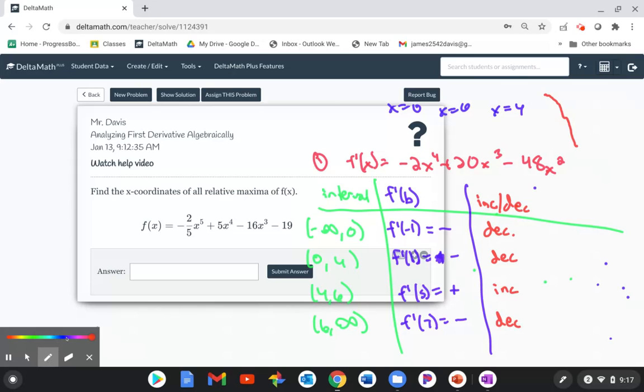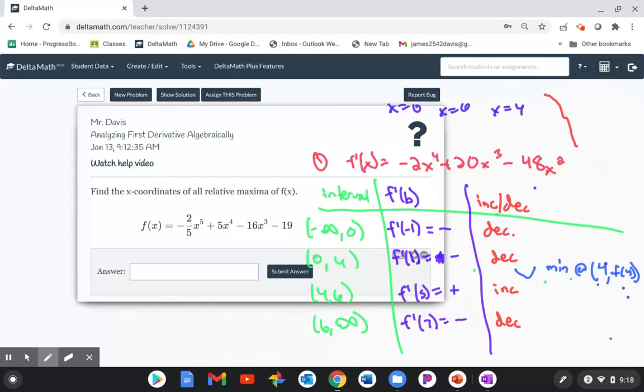However, there are a couple places we're going to identify mins or maxes here. Here we've got a decreasing to an increasing. So that would look like this. So that's going to be a min, relative min, at the point 4, and then f of 4. So whatever that would be.